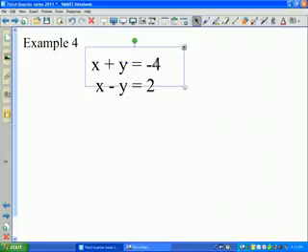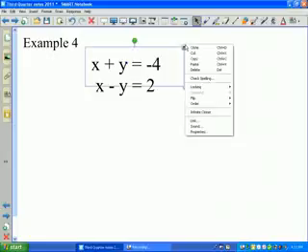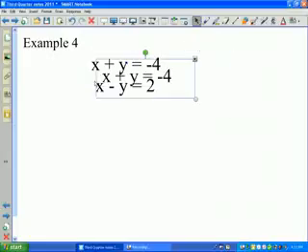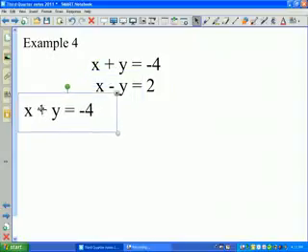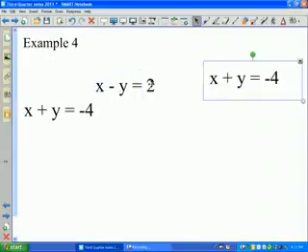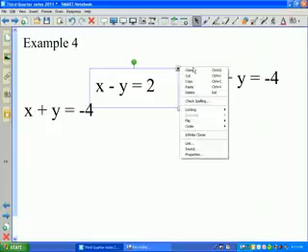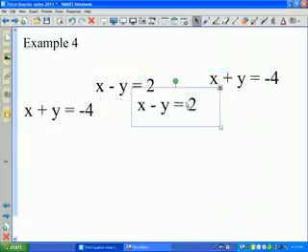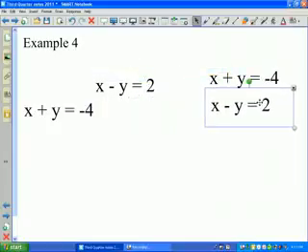So let me cheat and clone. Okay? What I'm planning on doing is showing you that you should get the same answer regardless of how you set it up.